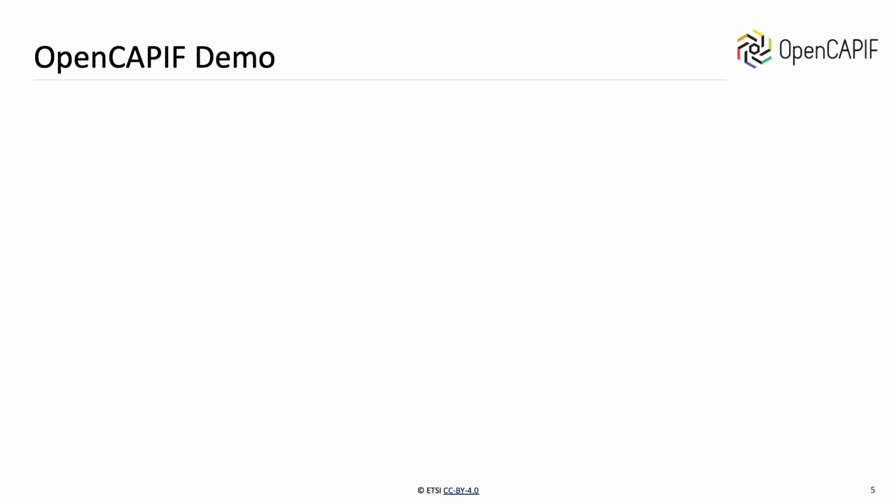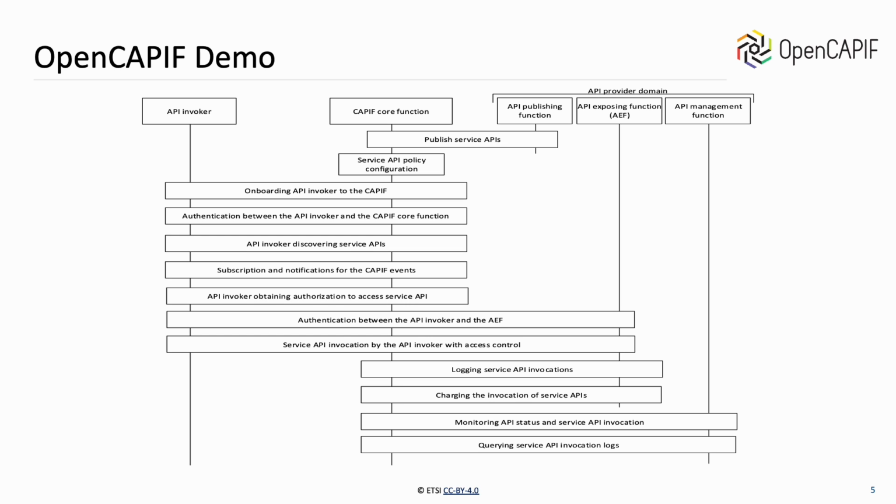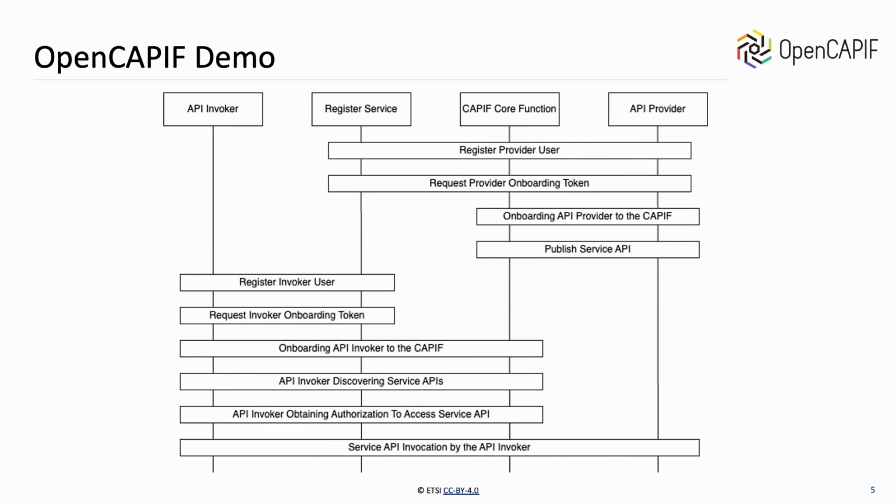What are we going to see? This will be the complete flow according to the 3GPP specification, with all the requests made by providers and invokers in CAPIF. But this flow doesn't show the user registration or the token requests, which aren't defined in the specification. So the flow that we are going to follow for this demo is this, in which we are going to create a provider, we will publish an API, and later we will create an invoker to discover the published API and use it.